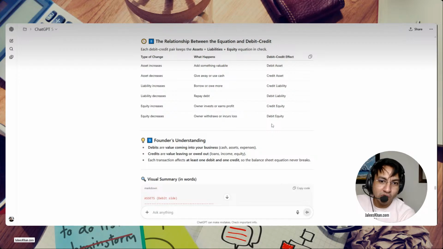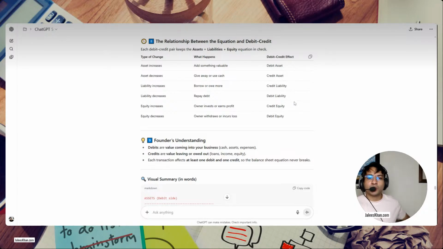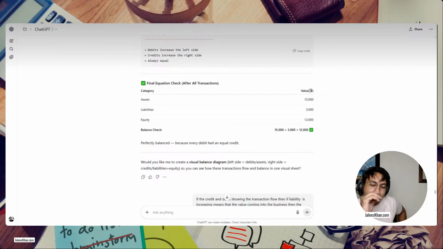So equity increases: the owner or investor earns profit, we put credit into the business, so equity increases. Where is it going to land? It lands in the asset. Asset increases, so it is going to be debit. Yup. Okay, if it is going to decrease, what is happening here? I'm not seeing this table now. If I have to go here, okay, if equity increases, sorry, if it decreases.